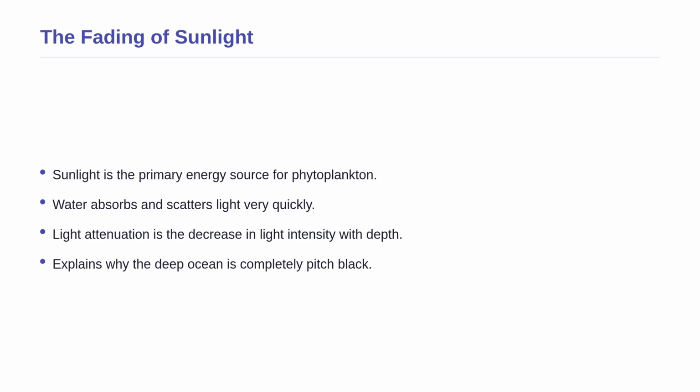Since phytoplankton needs sunlight to produce all that oxygen, we must understand how light travels through water. Sunlight is the primary energy source for these microscopic plants, but seawater is not perfectly transparent. As light enters the ocean, the water molecules absorb and scatter it very quickly. This rapid decrease in light intensity as you go deeper is called light attenuation. It is the exact reason why the deep ocean layers we just saw are completely pitch black. To find out exactly how deep the life-giving sunlit zone extends, we use a specific mathematical law.